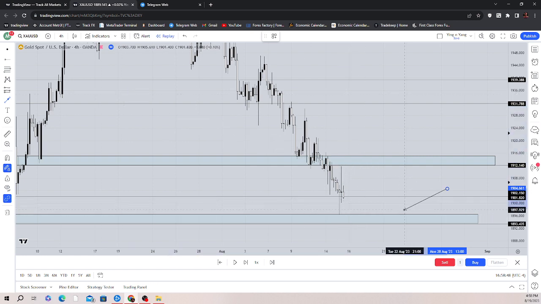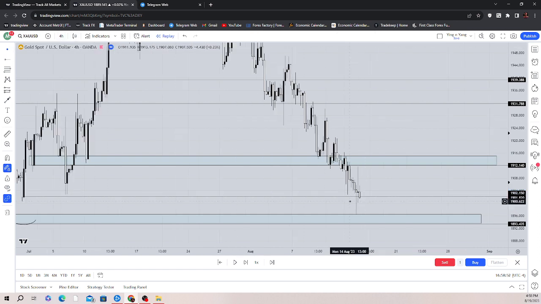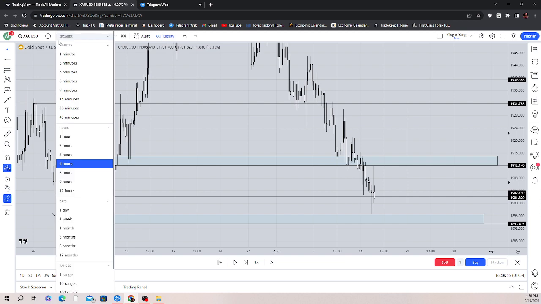So that's pretty much it. Sounds kind of complicated, but not really. We're looking for a wick fill. So I'm like, okay, I've identified my major zones. I see what price is doing.